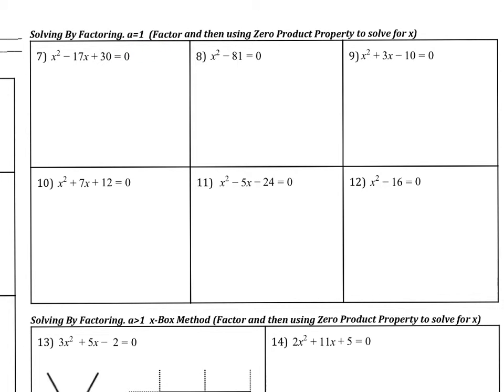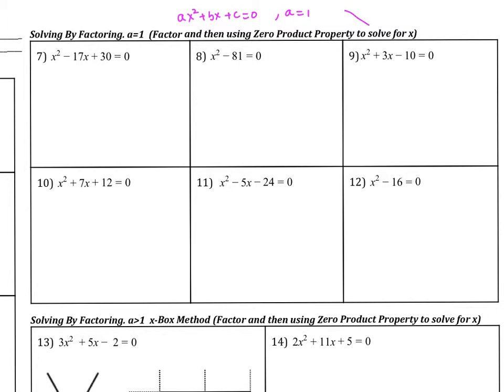Next topic is solving by factoring when a equals 1. We cannot apply the zero product property here because they are not in factor form, which means that we are going to factor them first and then apply the zero product property. These are the equations that are given in the form of ax squared plus bx plus c equals 0, where a equals 1. To solve these, I'm going to use the cross and box method.